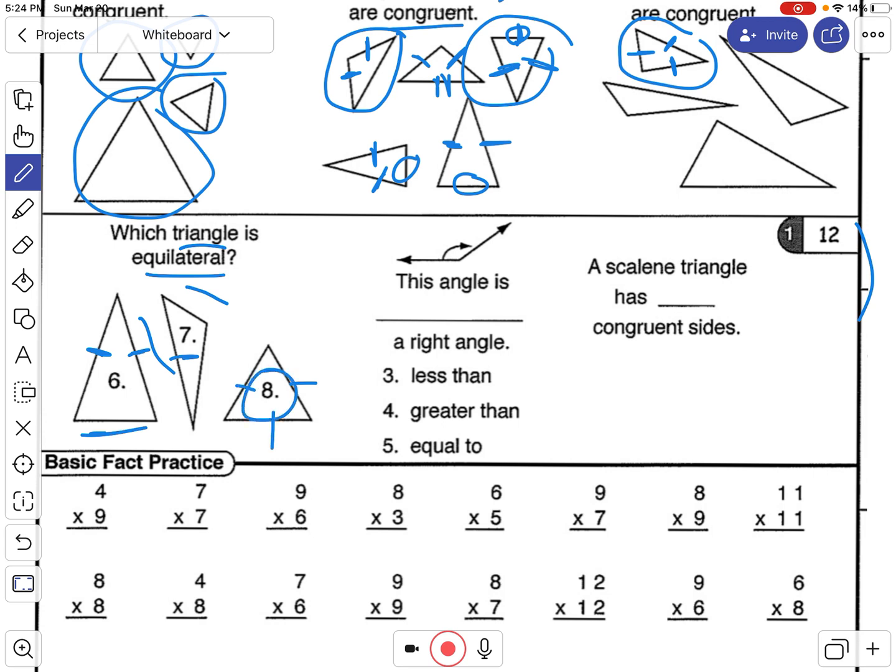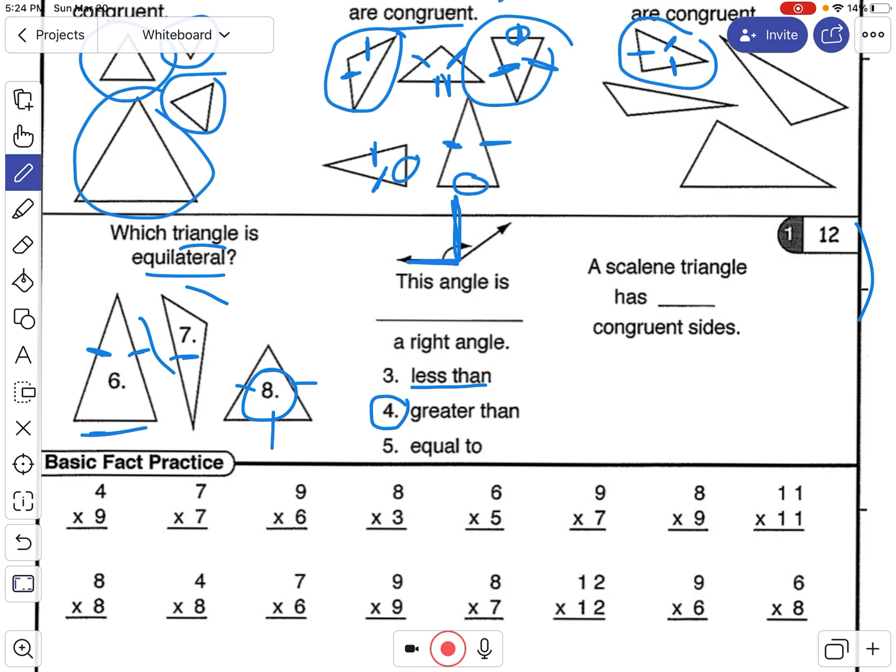This angle is blank a right angle. Is it less than a right angle? Where a right angle would go like this. So it's not less than a right angle, it's greater than a right angle. It's not equal to it. That would mean that it's like a perfect corner.